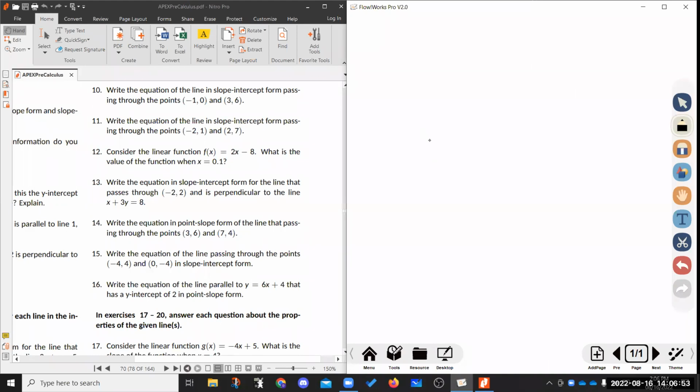Write the equation of the line parallel to y equals 6x plus 4. So this slope is 6. So I also want a slope of 6. Has a y-intercept of 2. y equals 6x plus 2.